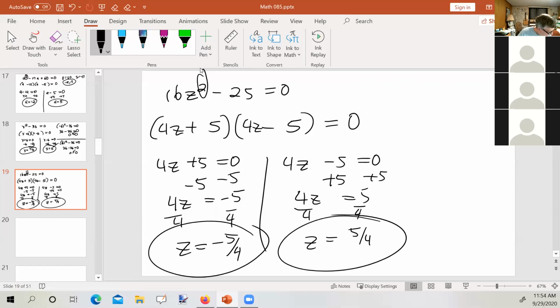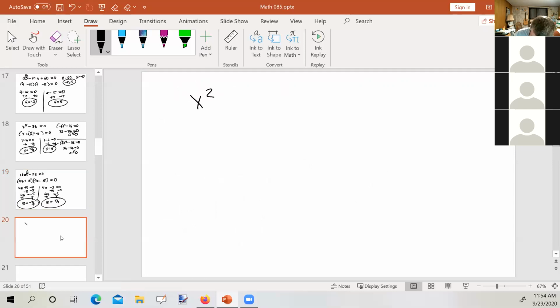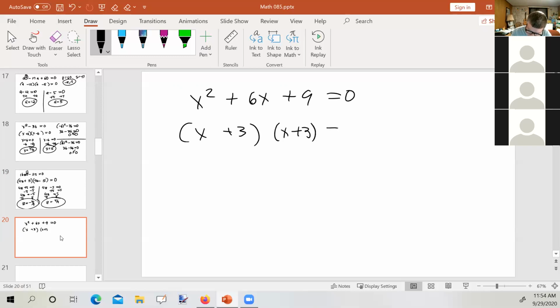Okay, no. Let's see here. How about this one? X squared plus 6x plus 9 equals 0. So we're back to having a trinomial set equal to 0. It's a second degree equation, so it should have two solutions. This is a perfect square. So we have two identical factors.